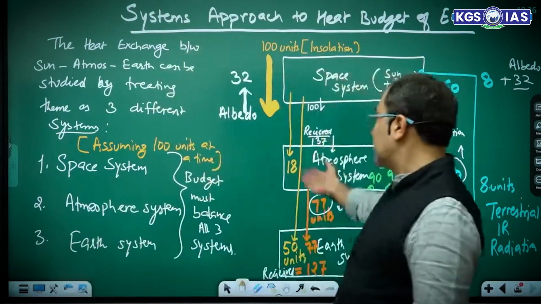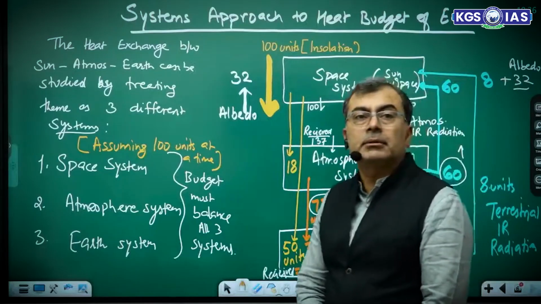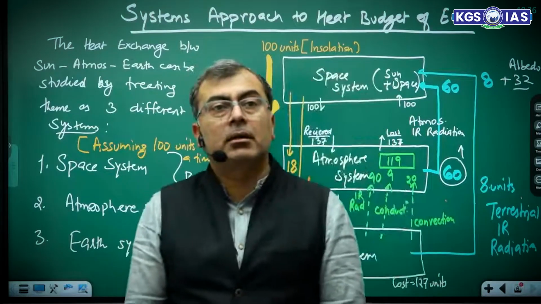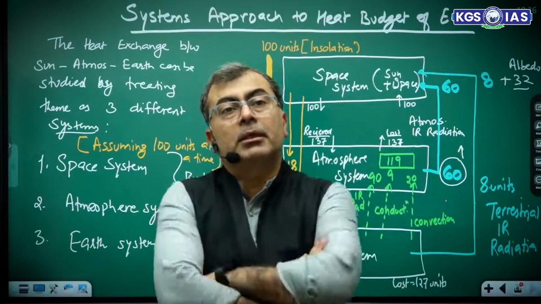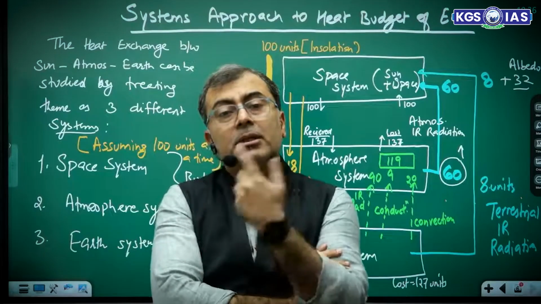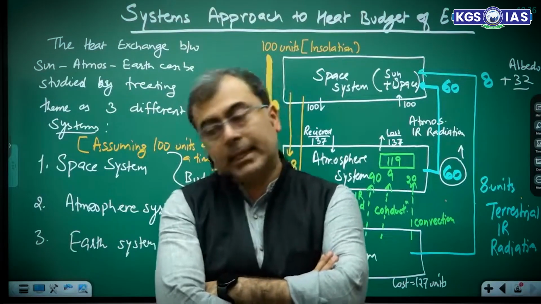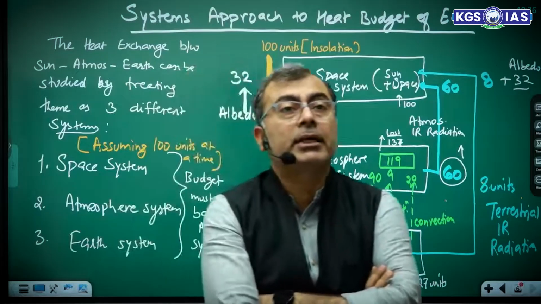All heat is coming from the sun. How can this come? Sir, the total is 100, then how did it become 137? When only 100 came, how did it become 137? I get that. Our left brain does not accept it.